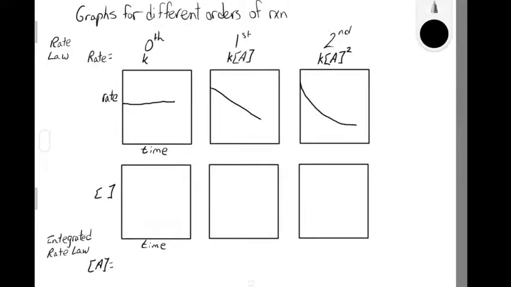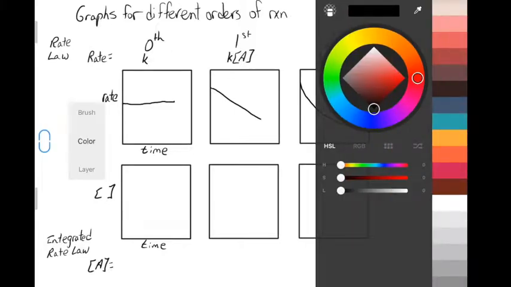For these different orders of reaction, we can also look at the graphs for concentration versus time. And one way to look at concentration is by using an integrated rate law. If we look at the solutions for the integrated rate law, where we solve for A at some time t, for the zeroth order reaction, we find that it is equal to minus kt plus the concentration at time 0.